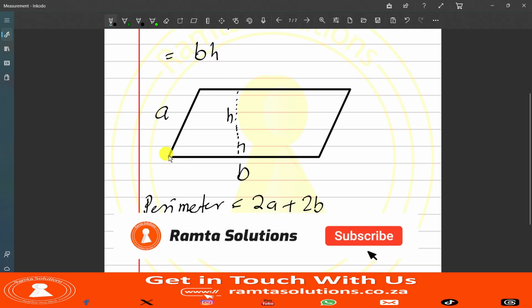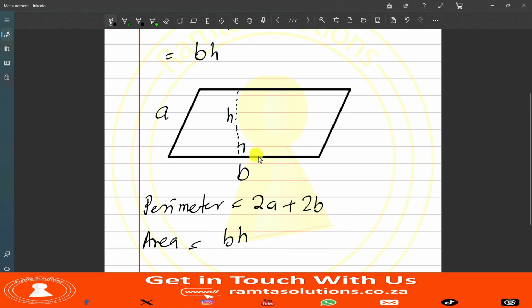I want you guys to follow me. We say it is this side here times height. Whether you say this side here or this side here, it doesn't matter. So these are the formulas that we need. Now we have shown you how to derive these formulas. Are you guys happy? Happy? All right. So this is it, guys. And bye-bye.